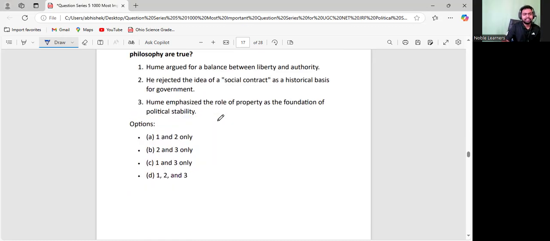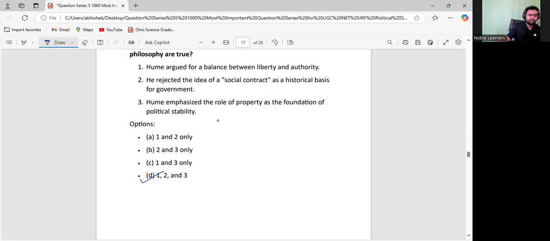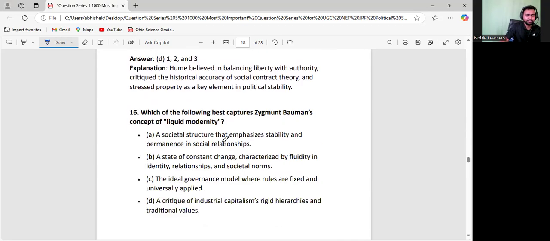He actually said logic and reasoning are different things, as Immanuel Kant said later on, right? And Immanuel Kant actually was a critic of David Hume. Later on, we will discuss that, okay? But here, all three statements are correct. Option D is going to be the correct answer. Let us go to the next question.